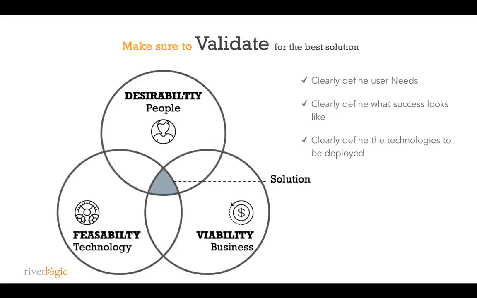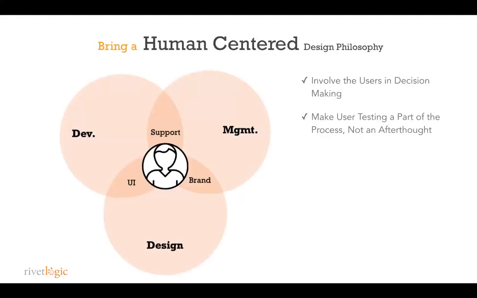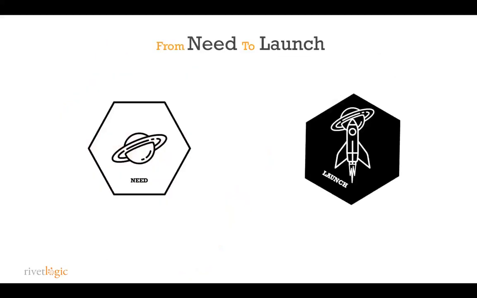It's also important that it is human-centered. We involve the users in decision-making. We guide the users to help us find the best solutions to their problems. And then part of design thinking is that we are constantly testing our ideas and validating them against those user needs. So design thinking is really about going from need to launch. How do we get from the need to the launch? And that solution is what the design thinking is in between.